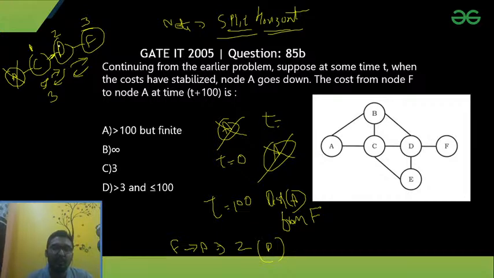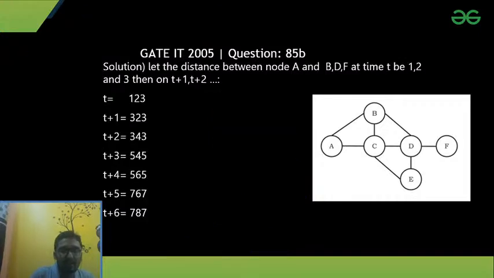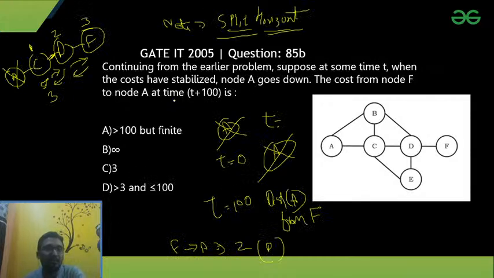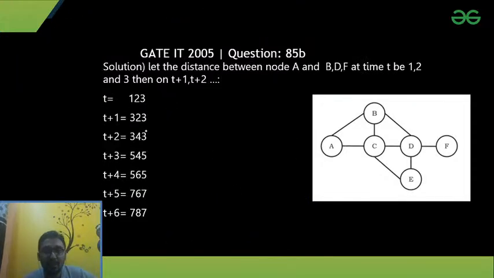Now what has D received? D has received infinite from C and 3 from here. Initially, at t equals 0, it was 1 2 3. Then it becomes 1 2 3. After that it becomes 3 2 3. Fine. So let me again start it here in a neat way.